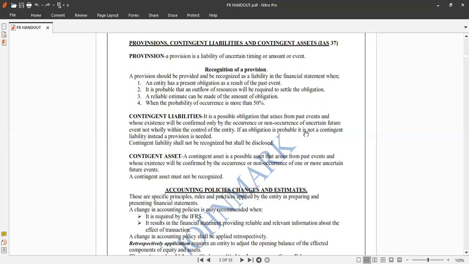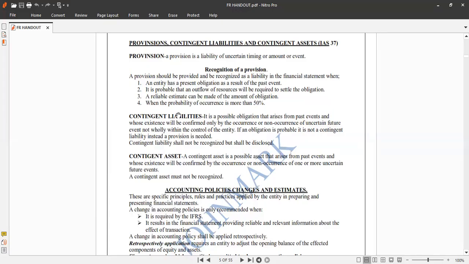So if the obligation is probable, it's not a contingent liability. Instead, a provision is needed. If you are able to estimate the amount you expect to pay, in that case it's not a contingent liability, that's a provision. But when you are uncertain, that uncertainty is what we call a contingent liability. For example, assuming you sell an asset and you give out a warranty.